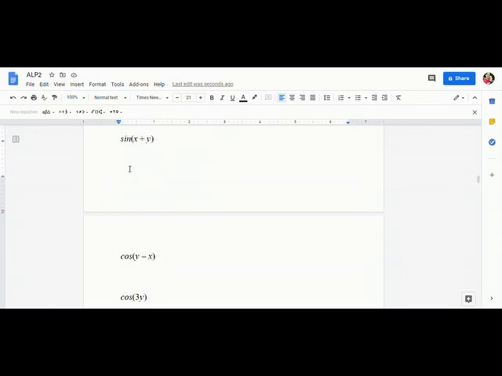Now we're going to move on to this sine x plus y, and this gives us a chance to use our sum and difference formulas.